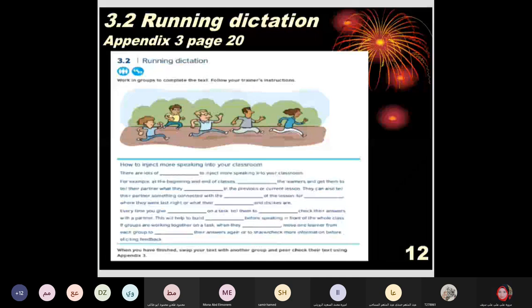Yes, Miss Marwa. Go ahead. Running dictation is the technique where the students work in groups to dictate the sentence. Which sentence? The teacher's sentence. There is a runner and a writer in each group. What does the runner do and what does the writer do?